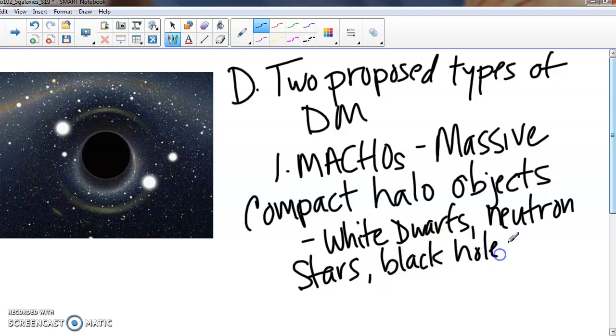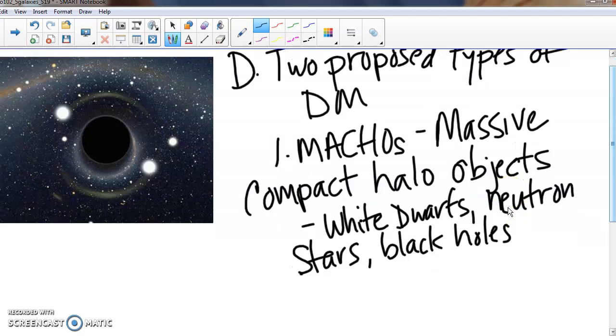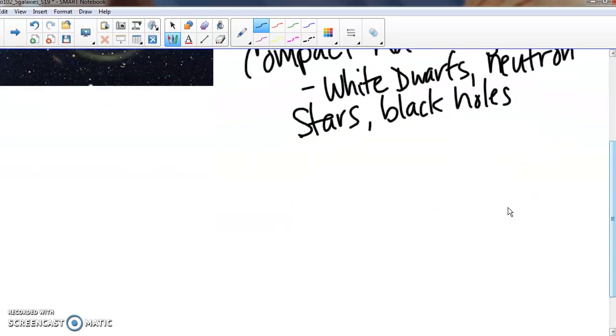We do have ways to detect these, but we could imagine that there might be a bunch of these that we aren't detecting. So that's one idea. Okay, the second idea, and we'll come back to that just briefly to talk about how we look for them. The second proposed type of dark matter, to go with those MACHOs, are WIMPs.